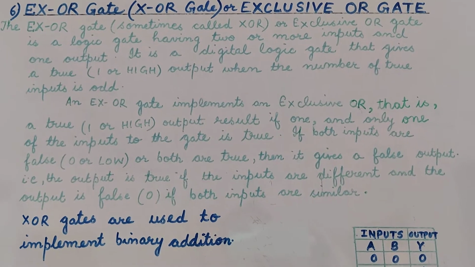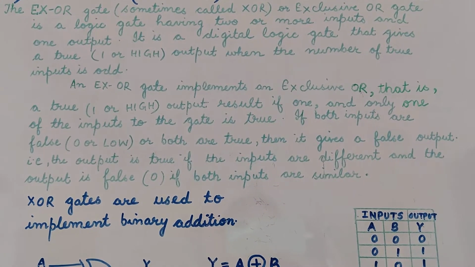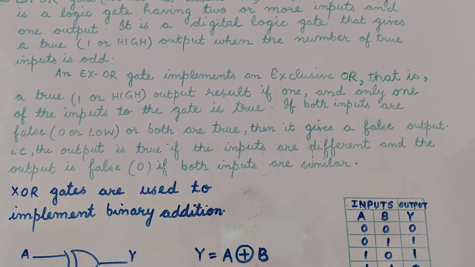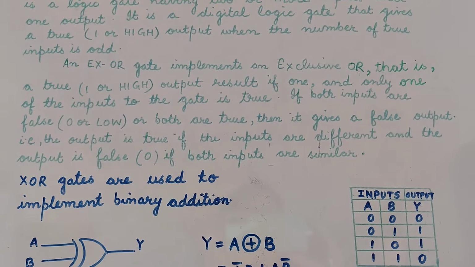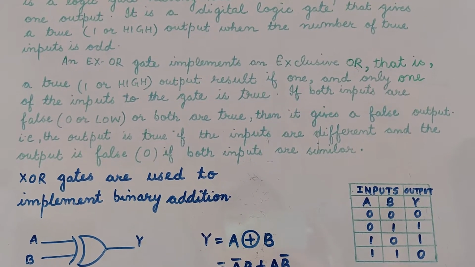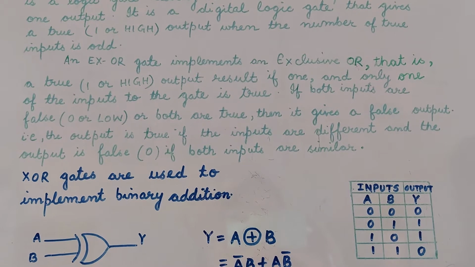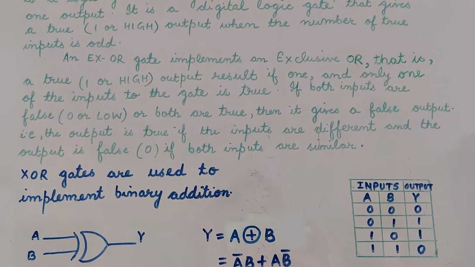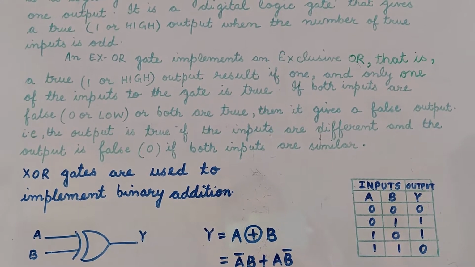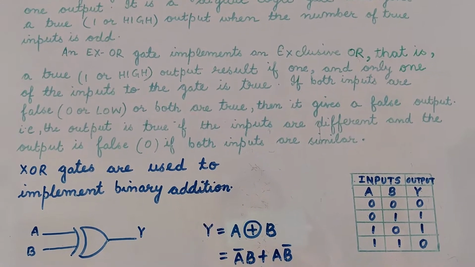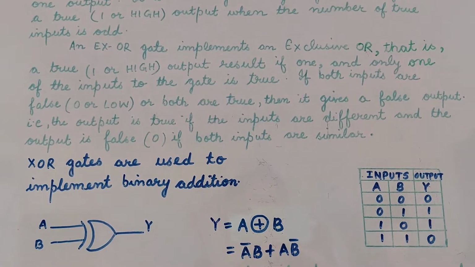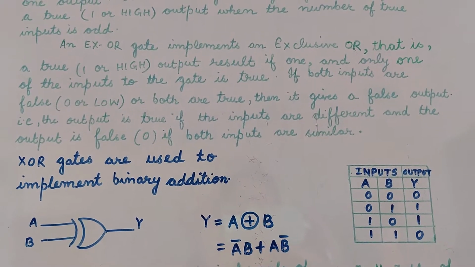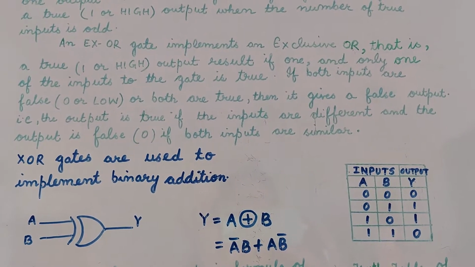An XOR gate implements an XOR operation, that is, it will give a true output or high output when only one of the inputs to the gate is true or high. That is, if the value of one of the inputs is 1 or high, then the output of the exclusive OR gate will be high. But if both the inputs have similar values, then the value of the output will be equal to 0.